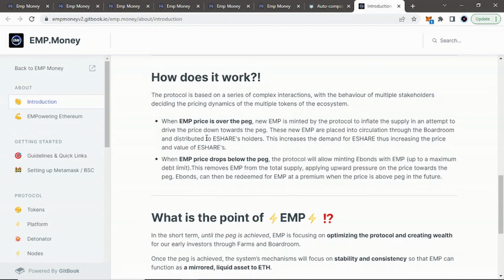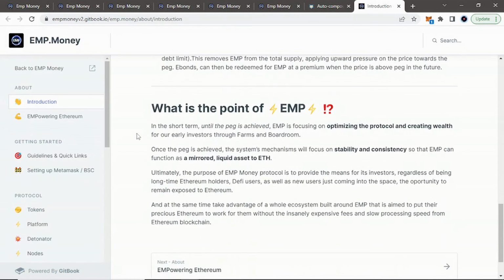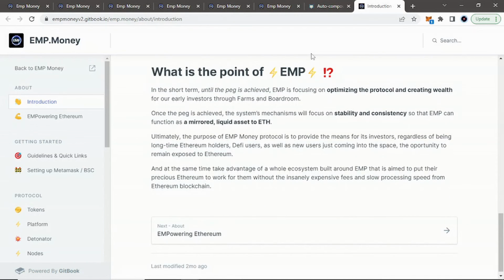So how does it work? When EMP price is over peg, new EMP is minted. And then when the price goes below, the protocol will allow minting E-bonds. So again, when the project goes below, you can purchase those E-bonds and then just take EMP out of circulation. And then when it goes above peg, you can sell those E-bonds for a premium, for more than you bought it for. So that's the point of EMP and their bond system.